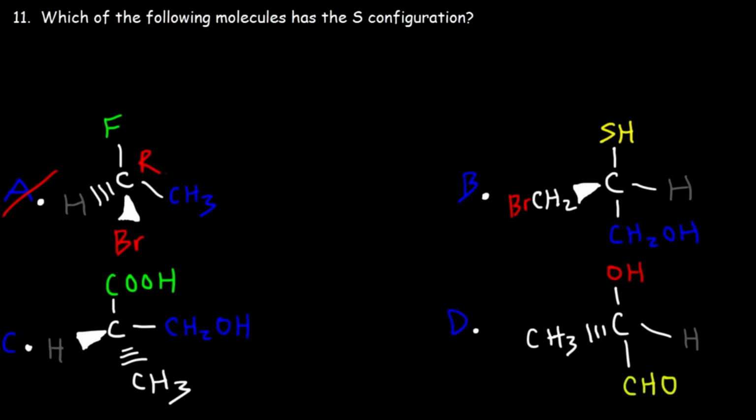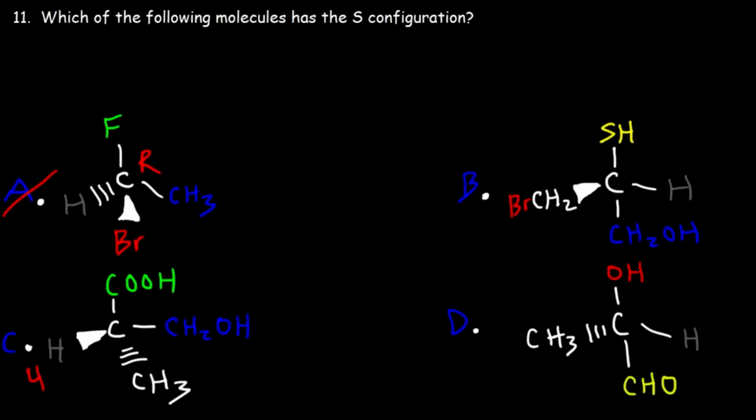Now let's move on to B. So we can see that it's relatively easy to assign the configuration whenever H is in the back. You just simply have to count in a direction starting from 1 to 2 to 3. Now what about when H is in the front? Well, let's do everything that we did. We know H is going to be number 4.